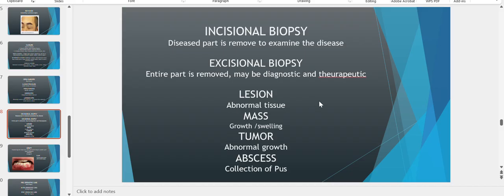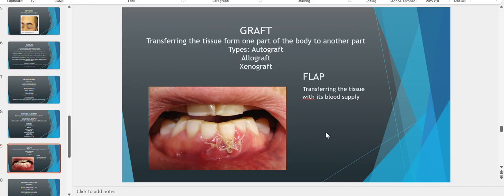Coming to lesion. Lesion means abnormal tissue in the body. Okay. Mass means abnormal growth or swelling, that is called a mass. Tumor is an abnormal growth which may be benign or malignant. Benign means non-cancerous and malignant means cancerous. Okay, so abnormal growth is known as a tumor. Abscess means a collection of pus. That is an abscess. Next, graft.